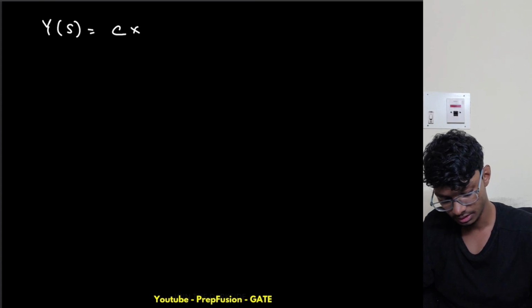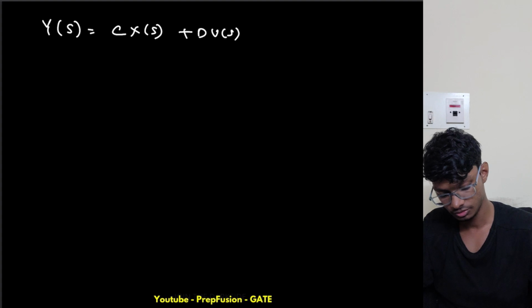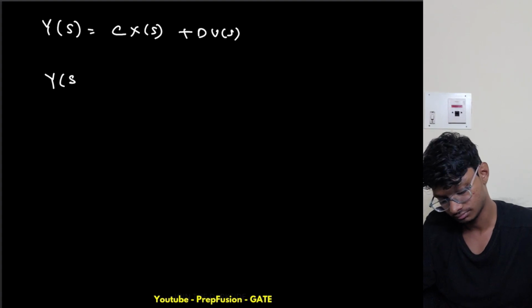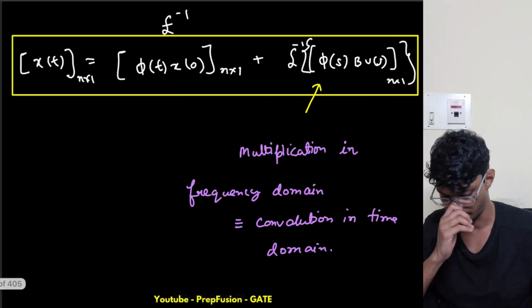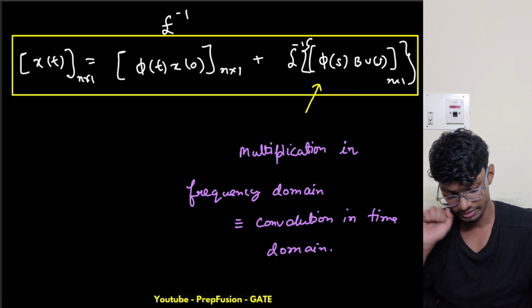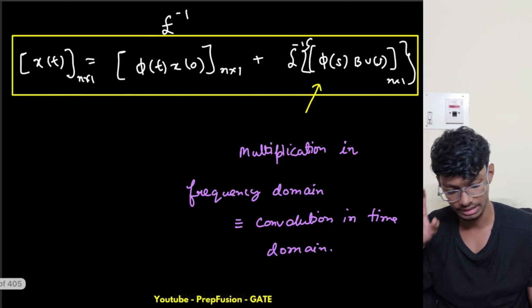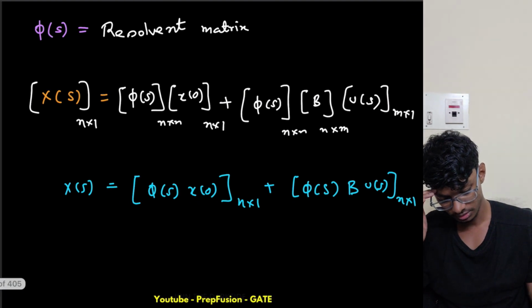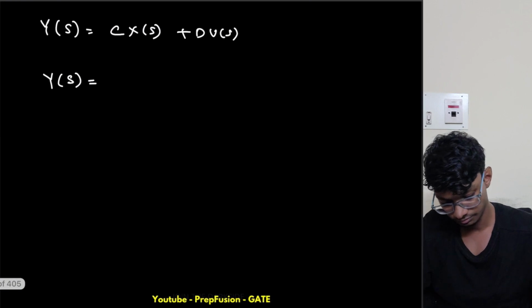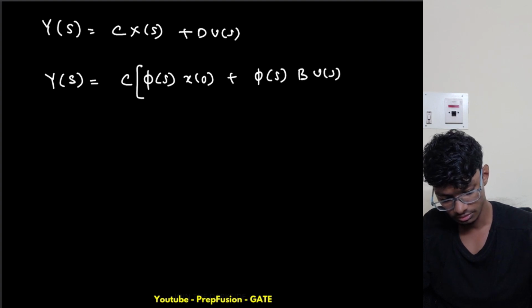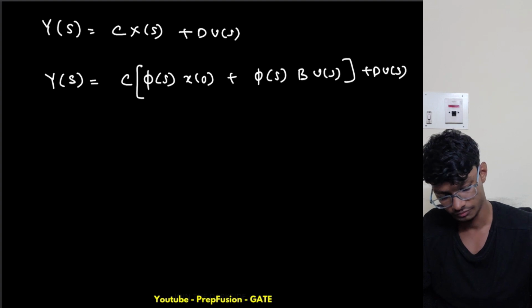Y of s will be simply C X of s plus D U of s. So again, Y of s equals C X of s. X of s is only this one, so I can directly write it here in the Laplace domain. So I will write the time domain solution like this: C times phi of s into x of 0, plus phi of s into B into U of s, plus D U of s.